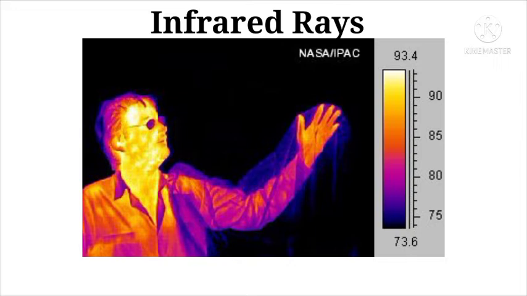Infrared rays. Infrared, sometimes called infrared light, is electromagnetic radiation with wavelengths longer than those of visible light. It is therefore invisible to the human eye. IR is generally understood to encompass wavelengths from the nominal red edge of the visible spectrum around 700 nanometers to 1 millimeter.